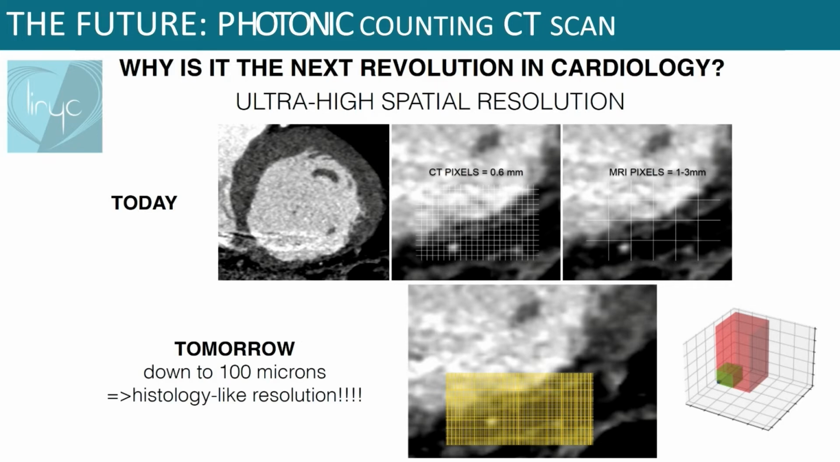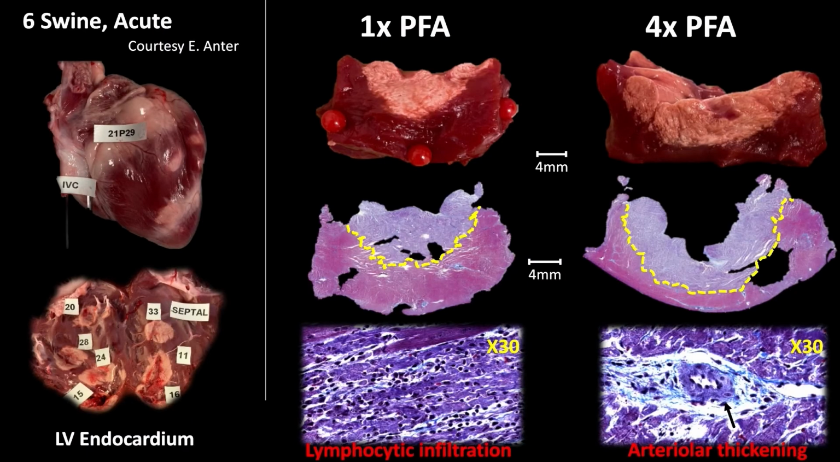Maybe more time in discussion later, but the spatial resolution is simply outstanding. 100 micron cubic voxels. This blue thing here on the right is the voxel by the CT scan. In green is conventional CT scan, and in pink is MRI. You can tell the difference easily.